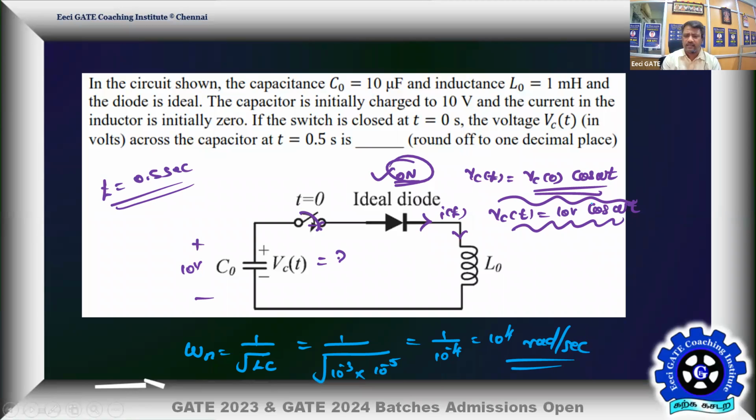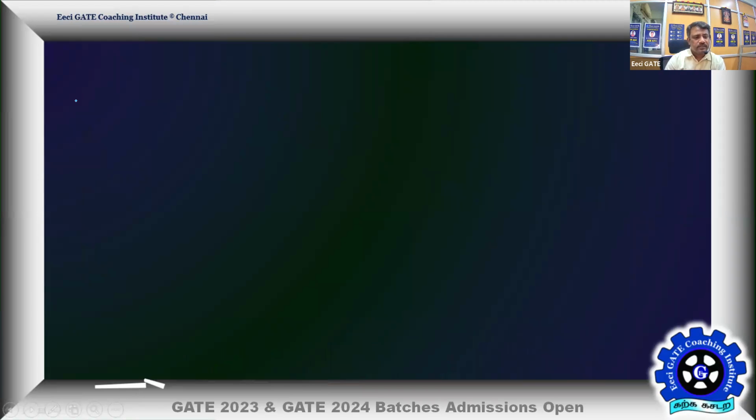What is going to oscillate? The cosine sinusoidal signal, it's a cosine waveform. So let me take VC of t now. VC of t is going to be 10 volt cos omega n t, that is 10 cos of 10 power 4 into t.